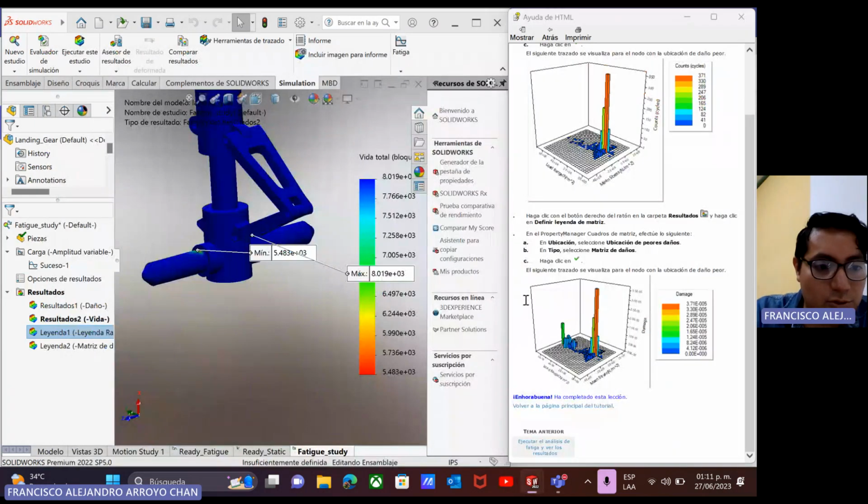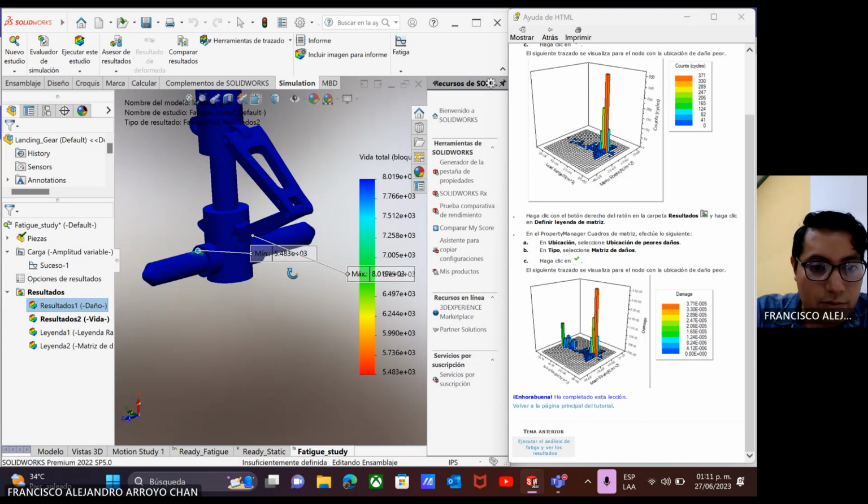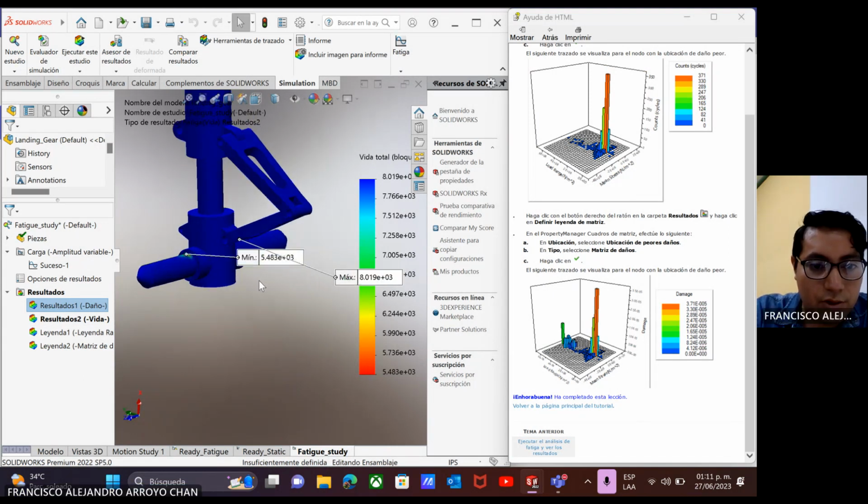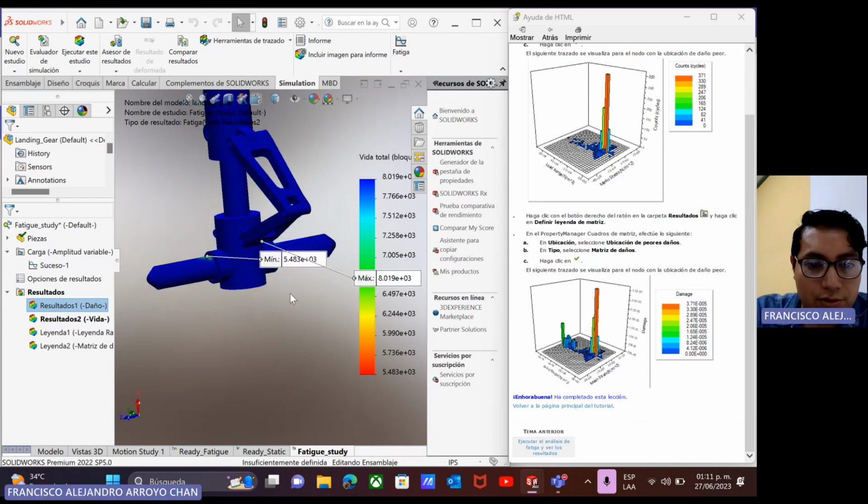Also, we have the suspension, similar to the landing gear. We have the damage and the life. We have 2 points. Those are for the minimum and the maximum. Also with the forces, the point with maximum is for the fatigue.